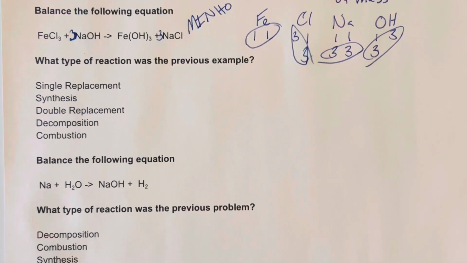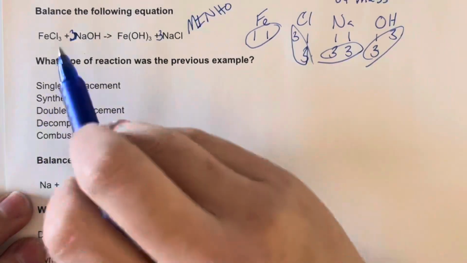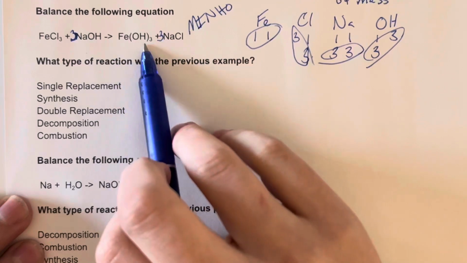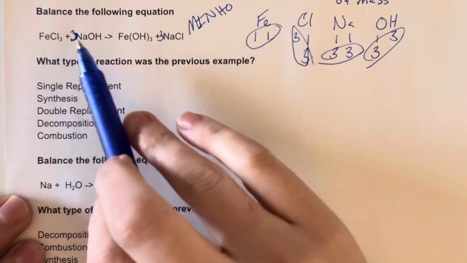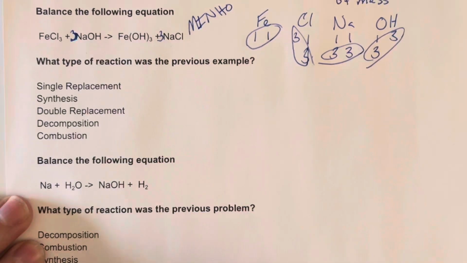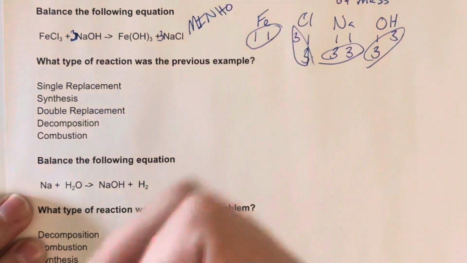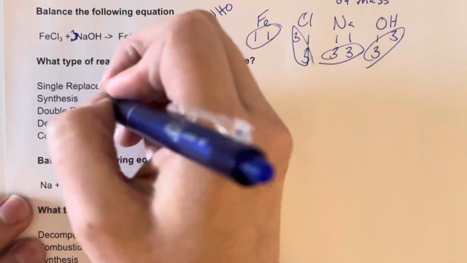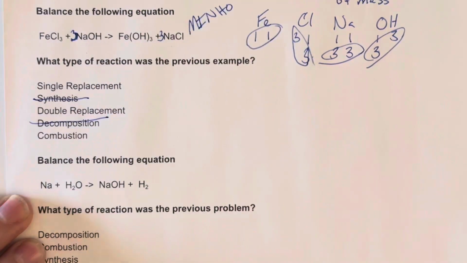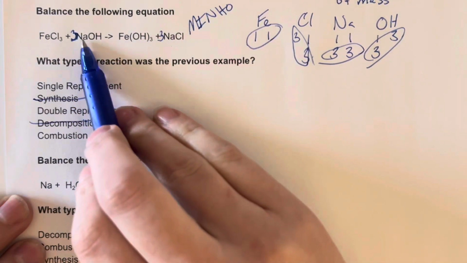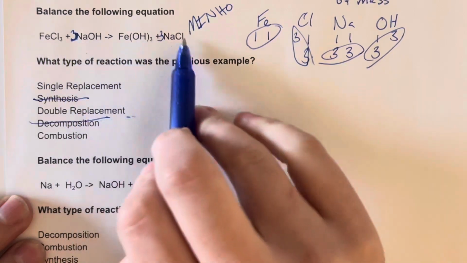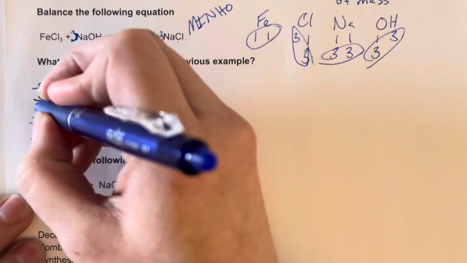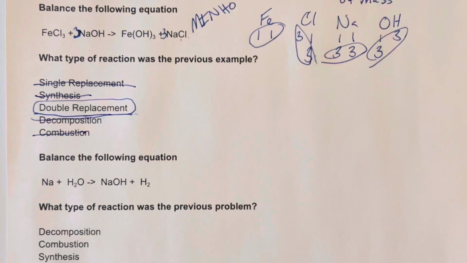What type of reaction was the previous example? So my previous example here, I have iron 3 chloride and sodium hydroxide going to iron 3 hydroxide and sodium chloride. This is a compound plus a compound going to a compound plus a compound. Since I have plus signs on both sides of the arrow, it cannot be decomposition or synthesis. Since I have a compound on both the left and the right-hand side, it cannot be combustion or single replacement. The only option that I have left is going to be that of double replacement.